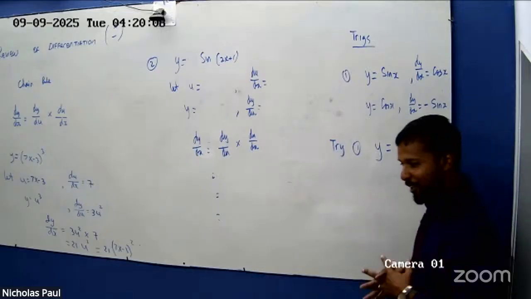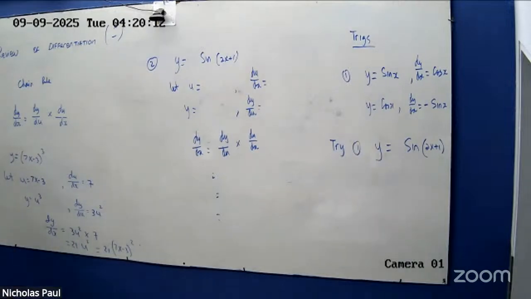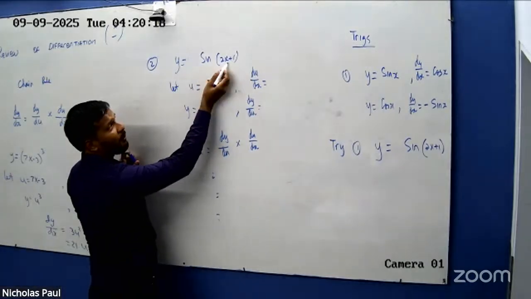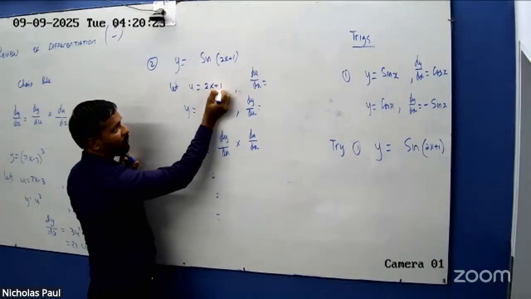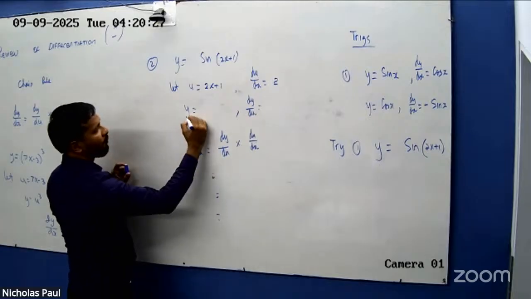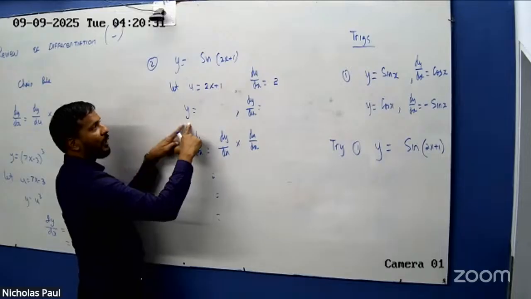I'm going to do this now. Ready? Right, let's go. So we have sine of 2x plus 1. I'm going to take 2x plus 1 and write it here. The differential of 2x plus 1 is 2. Right? The differential of 2x plus 1 is 2. y is equal to what? Sine u, right?